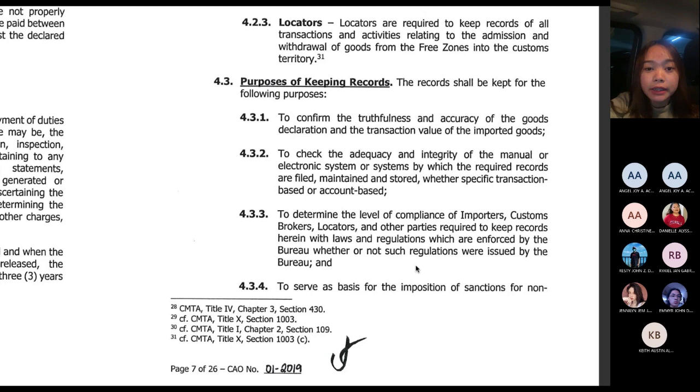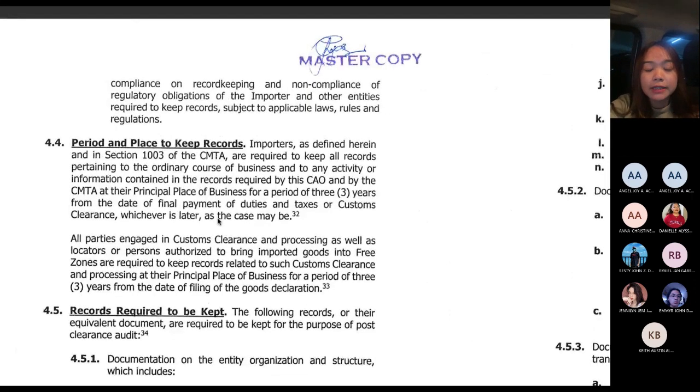4.3.3 To determine the level of compliance of importers, customs brokers, locators, and other parties required to keep records herein with laws and regulations which are enforced by the Bureau, whether or not such regulations were issued by the Bureau. And 4.3.4 To serve as basis for the imposition of sanctions for non-compliance on record-keeping and non-compliance of regulatory obligations of the importer and other entities required to keep records subject to applicable laws, rules, and regulations.